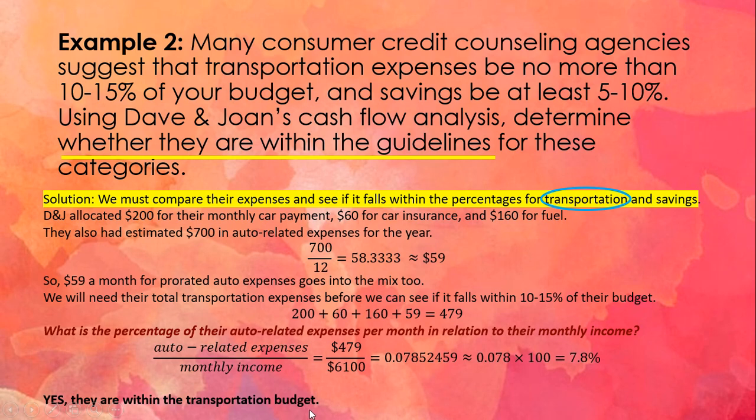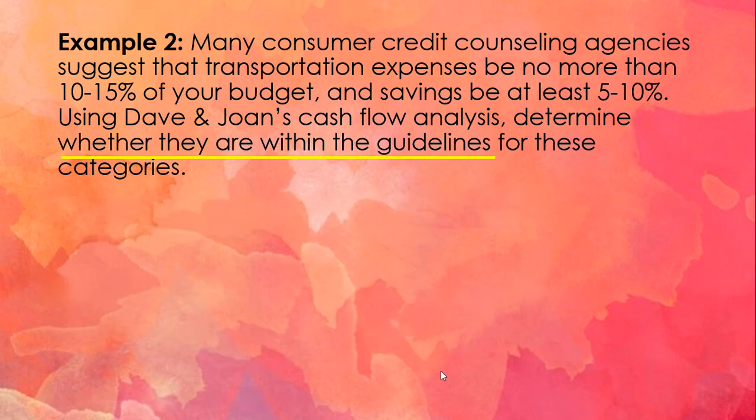They could accidentally spend more. Perhaps they get into a fender bender or get a speeding ticket or something like that. That would be a cost that they'd have to account for. So their transportation budget might go up, but since they're under, they should be okay. So we're going to want to do the same thing for their savings.